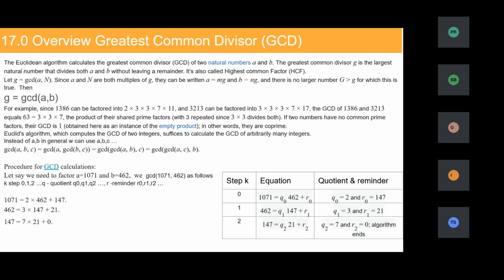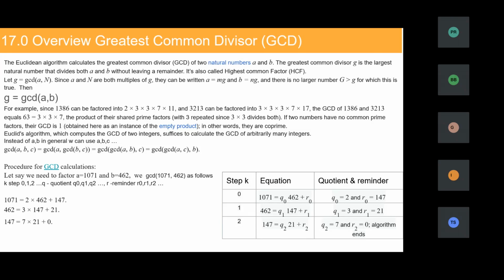But how do you do it if you have multiple numbers? For example, GCD of A, B is G equal to GCD of A and B. So if I have GCD of A, B, C, how do I compute it? GCD of A and the GCD of B and C. You can do all these permutations, associative and commutative types: GCD of A, B, C, GCD of A, C, B, and all that. So you can do it for 2 numbers, 3 numbers, 4 numbers, n numbers, infinity. Let's do a procedure for GCD calculation.